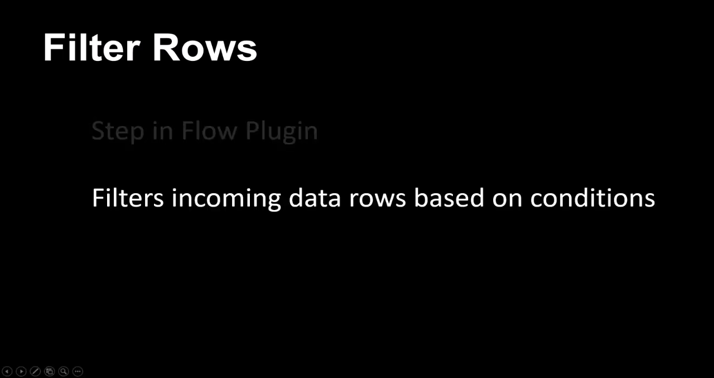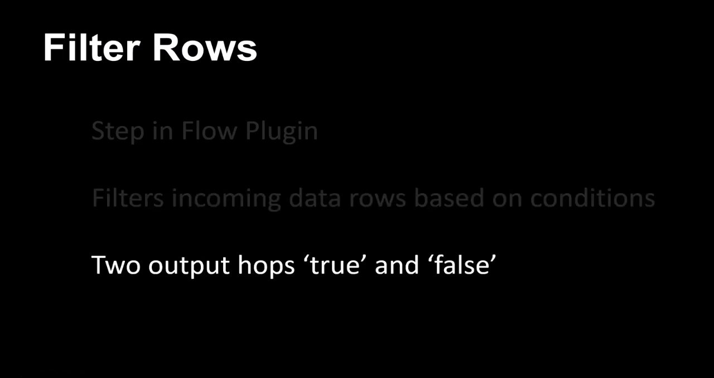Filter Rows is a step in the Flow plugin for Process Studio workflows. The Filter Rows step filters incoming data rows based on conditions and comparisons. In other words, it filters rows using simple equations. It generally has two output hops, true and false, based on the evaluation of the conditions. When the condition evaluates true, it follows the main or the true hop, and when the condition evaluates false, it follows the false hop. Let us go to Process Studio and look at the Filter Rows step configuration options.